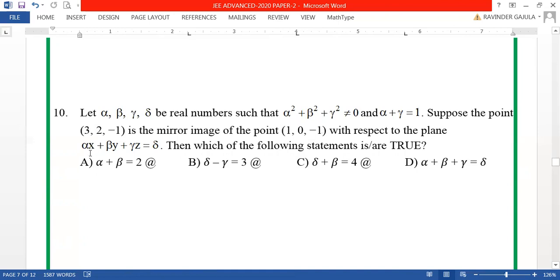Then alpha x plus beta y plus gamma z equal to delta. So with respect to this plane, these two points are mirror images of each other. Then which of the following statements is true? Okay friends, when you are given mirror images of each other, the plane will be the locus of equidistance. The plane will be the locus of equidistance.